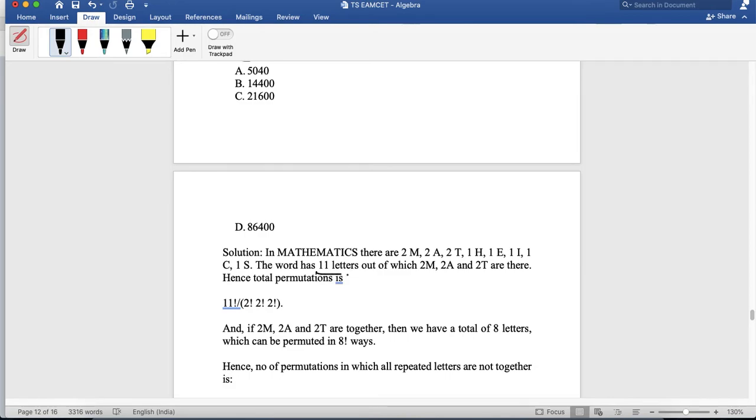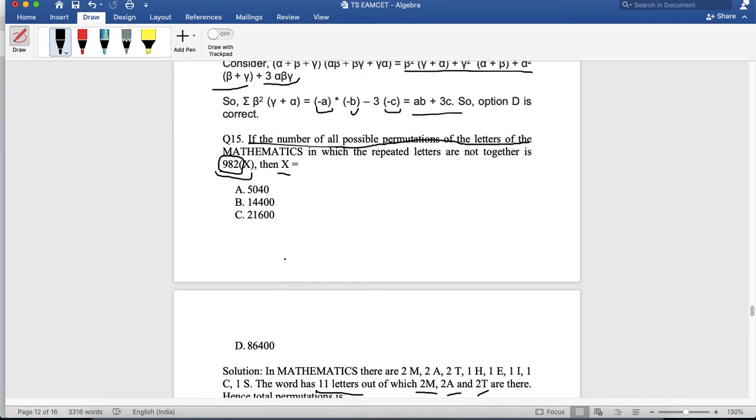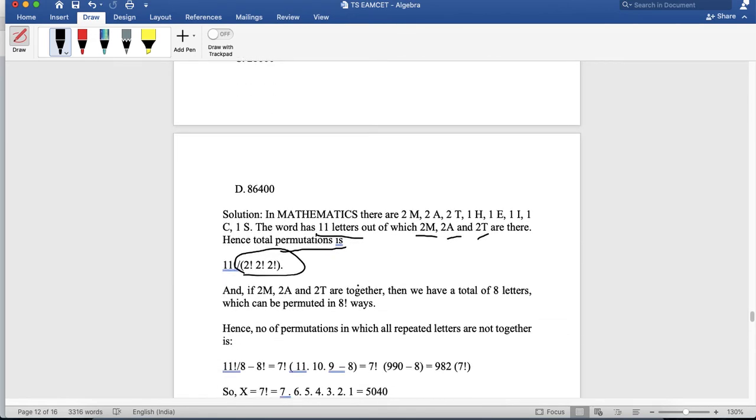So total 11 letters, out of which 2 are m, 2 are a, 2 are t. So total permutations is 11 factorial by 2 factorial, 2 factorial, 2 factorial. 2 factorial is 2, so this will be 8. Total permutations will be 11 factorial by 8. But he's saying I want to know about the permutations in which the repeated letters are not together. I know the total permutations, and I do know the permutations in which they are always together. So I will just subtract those two and I will get my solution.